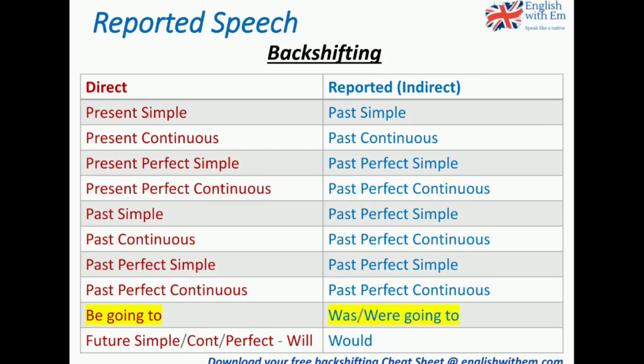Be going to for the future. This changes to was or were going to. So again, we're backshifting. Although it's a future tense, we're backshifting the verb to be into its past form. And the future tenses that use will, future simple, continuous and perfect, we change will to would. And don't forget to download your free backshifting cheat sheet from my website, englishwithm.com. It's very detailed. You've got examples for every tense there with all the different structures.